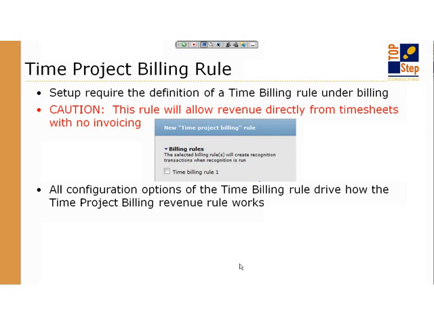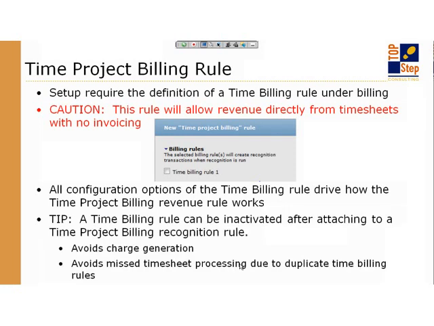The caution, again, is that when you do this kind of setup, you are recognizing revenue directly from timesheets, and there's no invoicing dependency. The tip is that if you inactivate the time billing rule, you'll avoid any confusion about the possibility of duplicate time processing. A time entry can only be processed by one rule and one rule only for billing. So if you have 2 time project billing rules, one of them is going to win. If you inactivate the one driving this recognition rule, then there's no question as to which one's in charge.